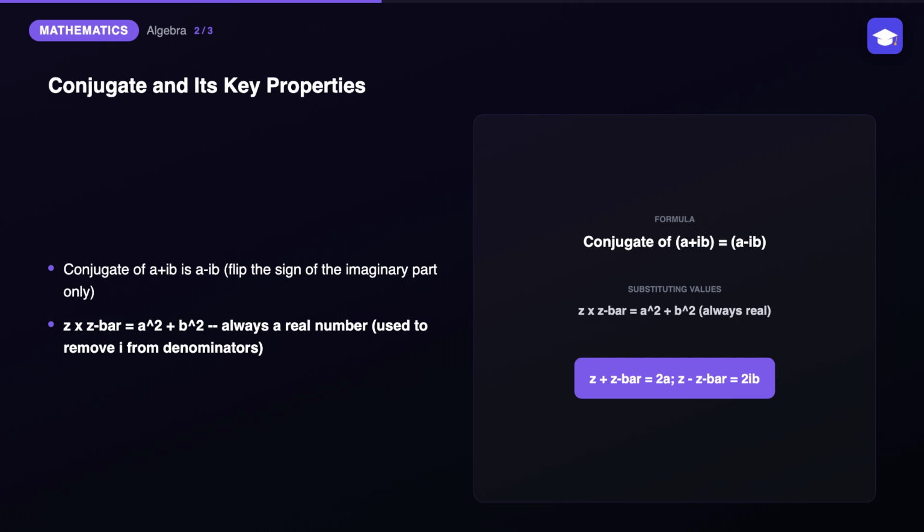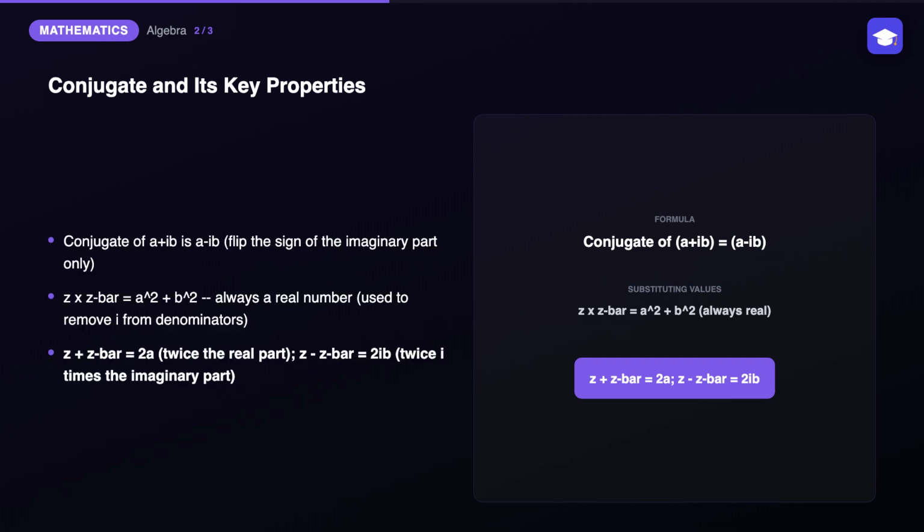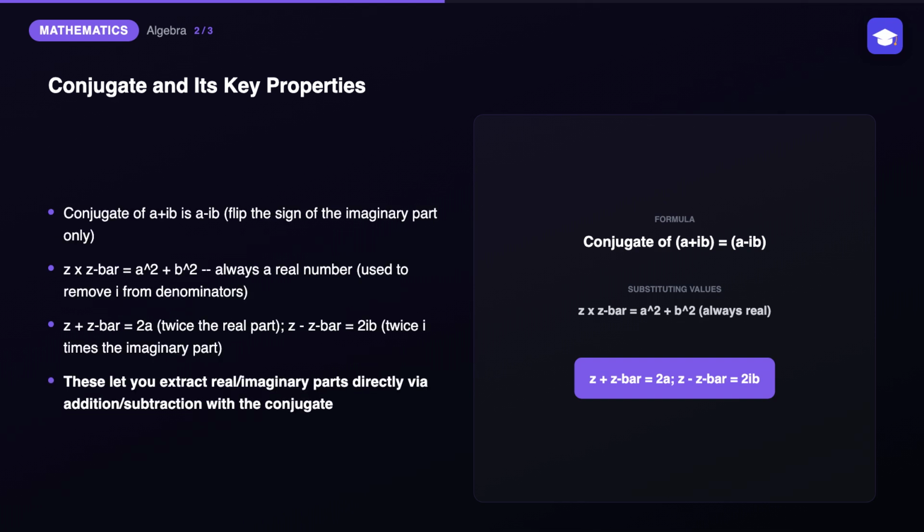This specific real number result is exactly why multiplying by the conjugate is the standard technique used to eliminate i from a denominator when dividing complex numbers. Second, z plus z bar equals 2a, exactly twice the real part, and z minus z bar equals 2ib, exactly twice i times the imaginary part. These two specific relationships let you directly extract just the real part, or just the imaginary part, of any complex number purely through simple addition or subtraction with its own conjugate, without needing to separately track a and b individually.